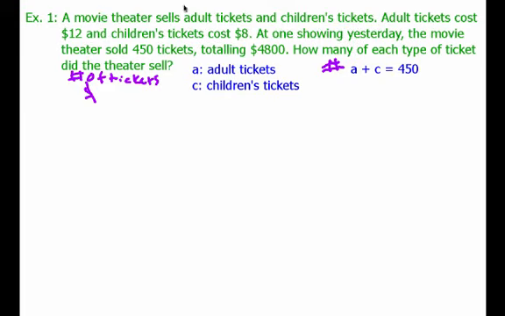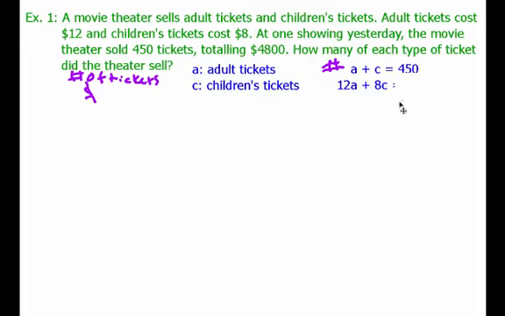Now I need to write an equation for the amount of money. Well, if we think about it, it says adult tickets cost $12. So the amount of money that the theater is going to make off adult tickets is going to be equal to 12 times A. Because A is the number of adult tickets, and 12 is the amount of money they get from each adult ticket, so 12A tells me how much money they make off of adult tickets. They sell one adult ticket, they make $12. They sell 10 adult tickets, they make $120.